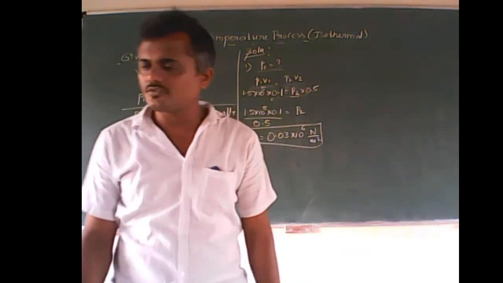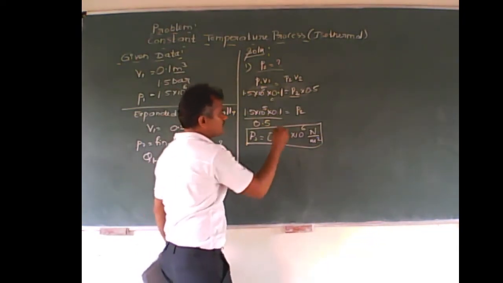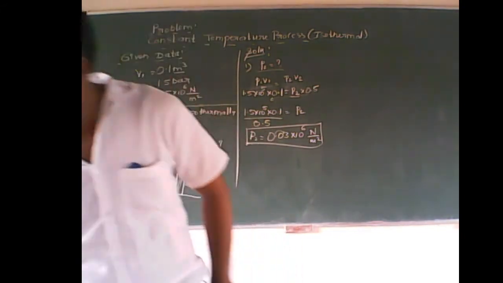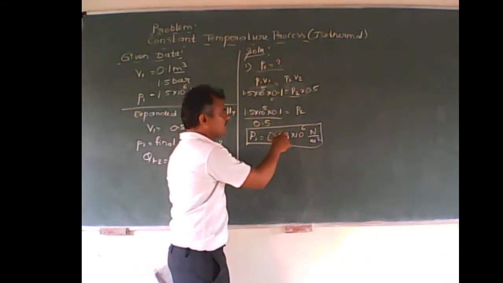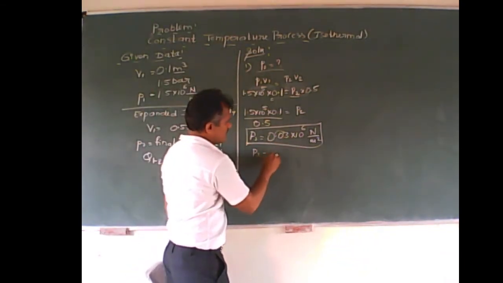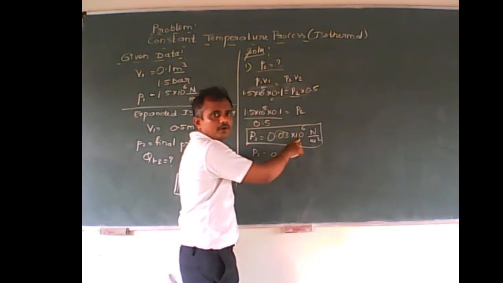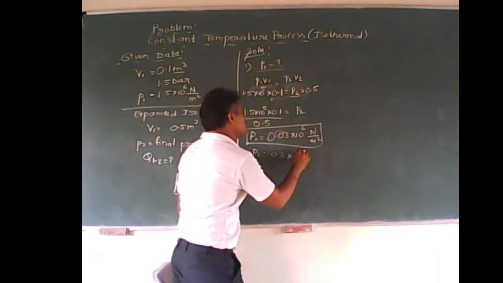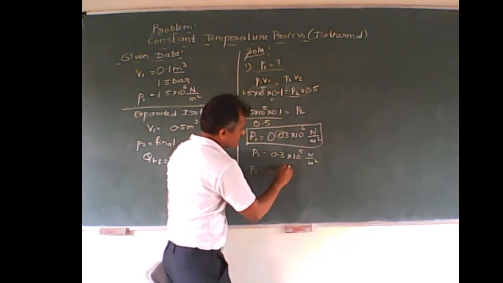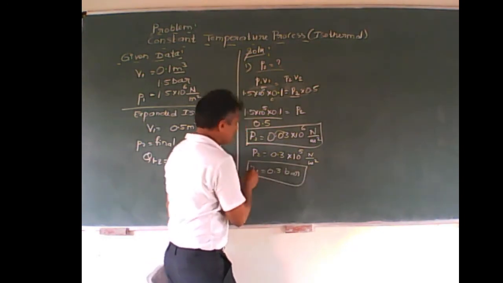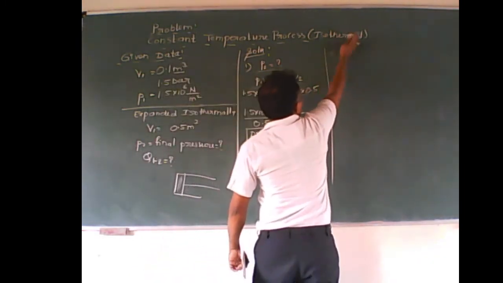Or otherwise, in terms of bar, I can write it as what? When the decimal point is shifted, I can write it as 0.3 into 10 raised to minus 1, multiplied by 10 raised to 6, it becomes 10 raised to 5 Newton per meter square, or otherwise I can write it as 0.3 bar. This is pressure 2.